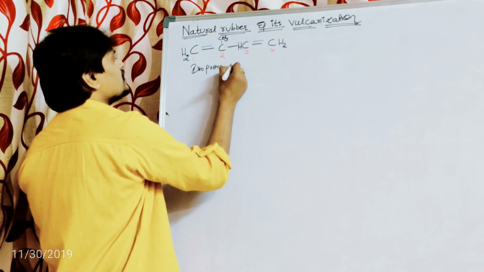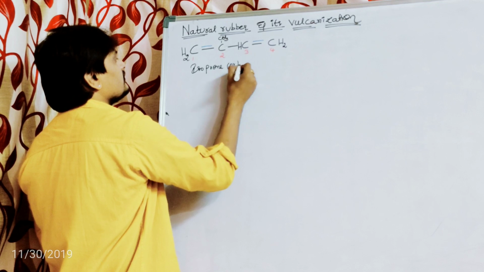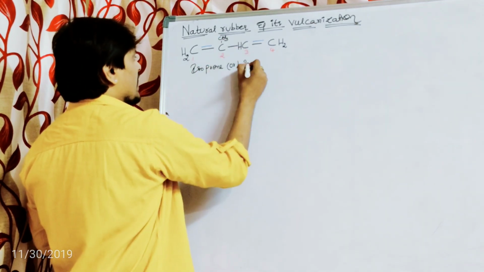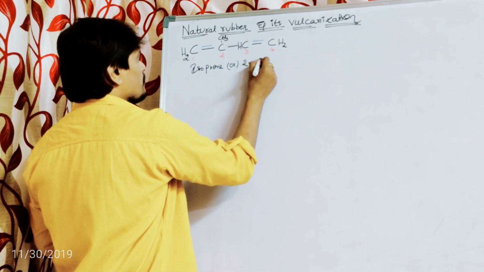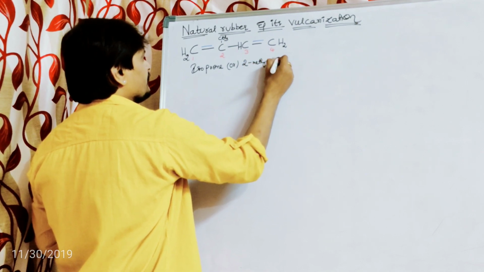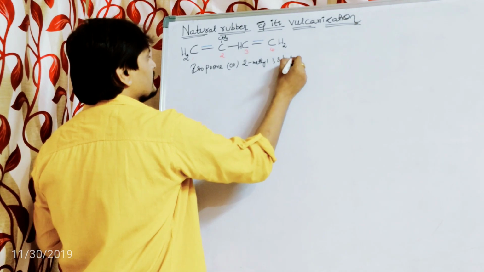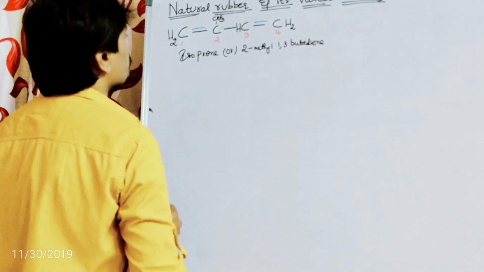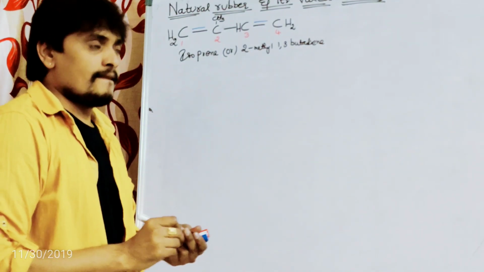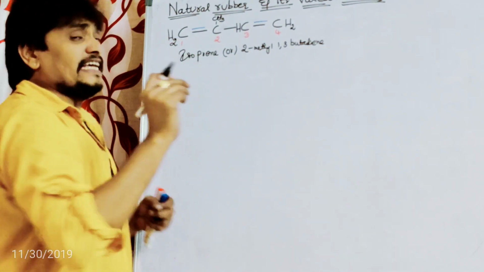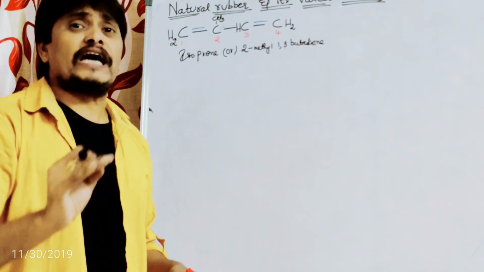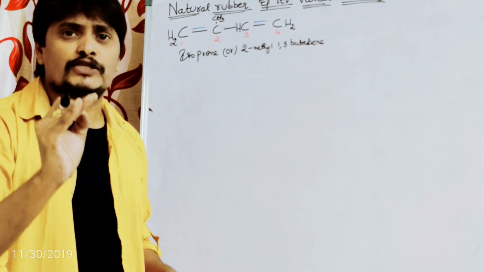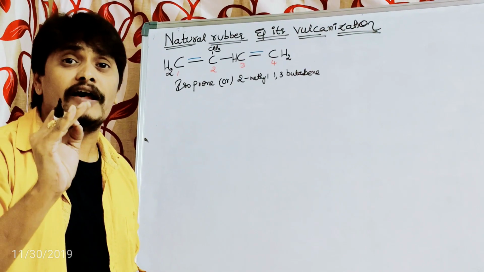Isoprene is also called 2-methyl-1,3-butadiene. This isoprene is the monomeric unit which undergoes polymerization, resulting in the formation of polyisoprene, and polyisoprene is the natural rubber.